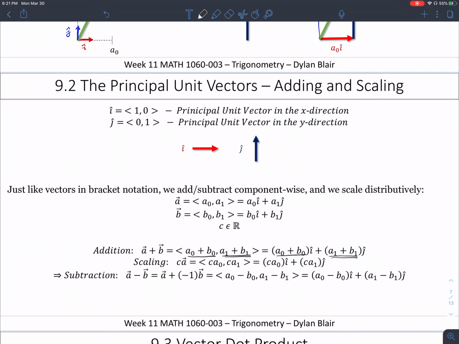Okay, when we're scaling, we're going to take the results of these two and we're going to scale both our i and our j component. Okay, and subtraction works the exact same way.